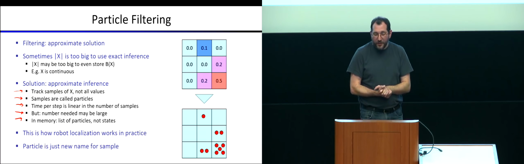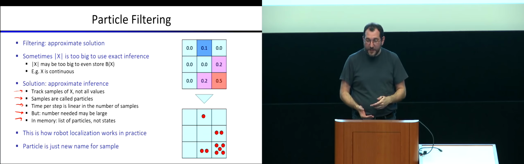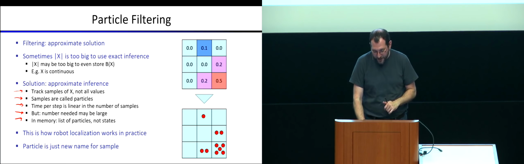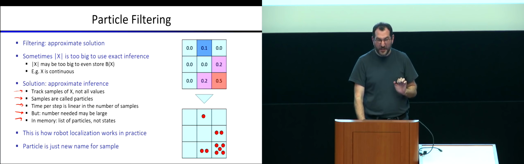In practice, robot localization works this way because it happens in continuous spaces. A lot of other tracking problems also work this way, and particles are just samples.